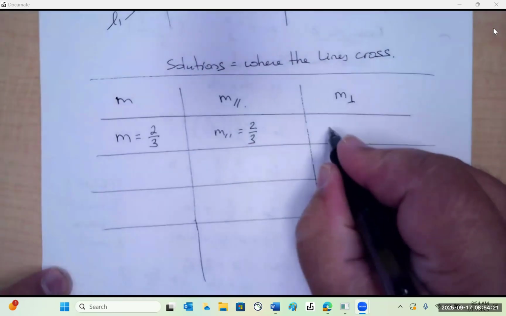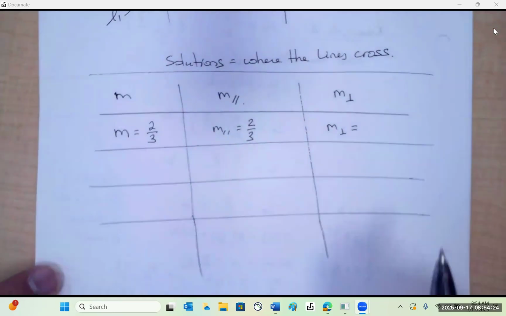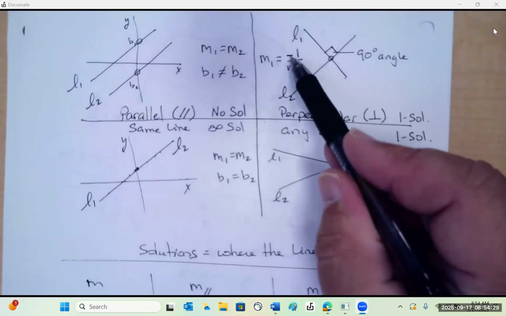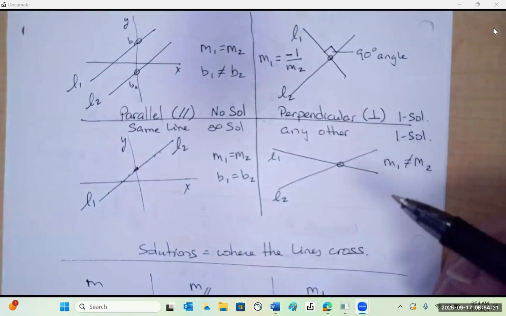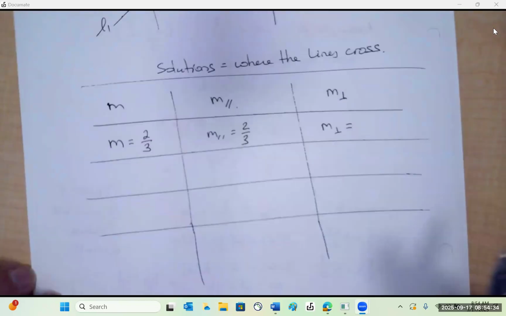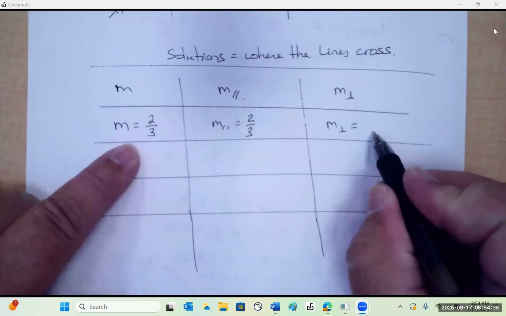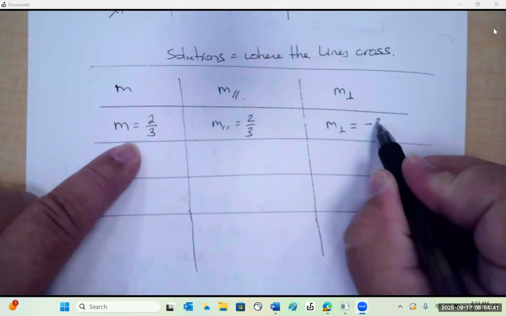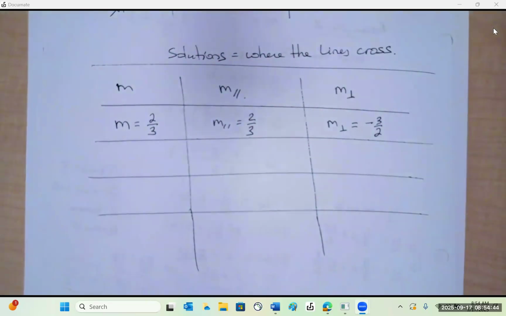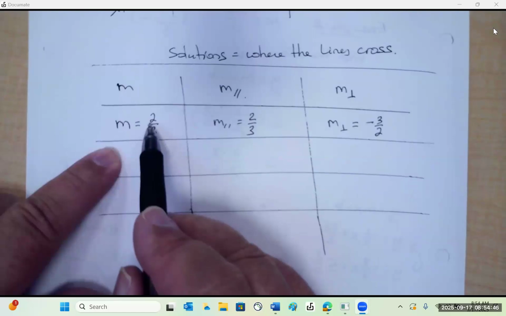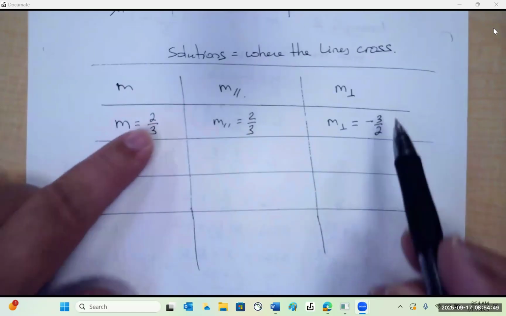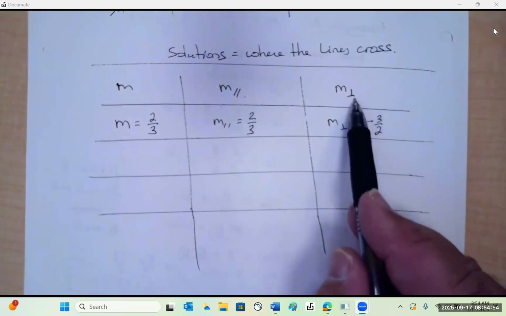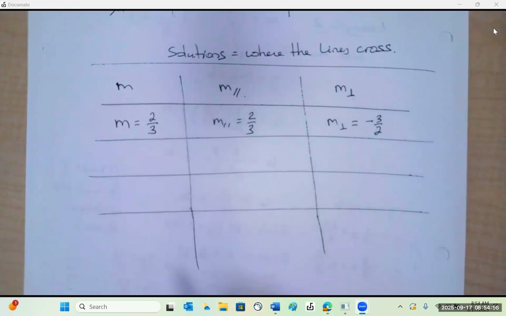The perpendicular slope has two things. First, we have to change the sign. And second, we have to flip it. So what's this one going to be? -3/2, right? Because if this is 2/3 positive, I've got to change the sign and flip it. That gives me perpendicular. Parallel is exactly the same.